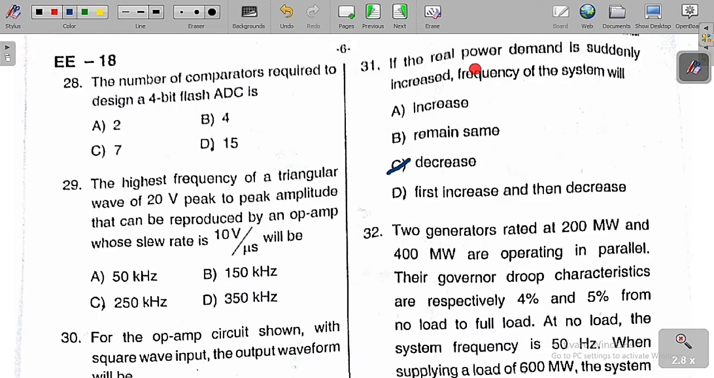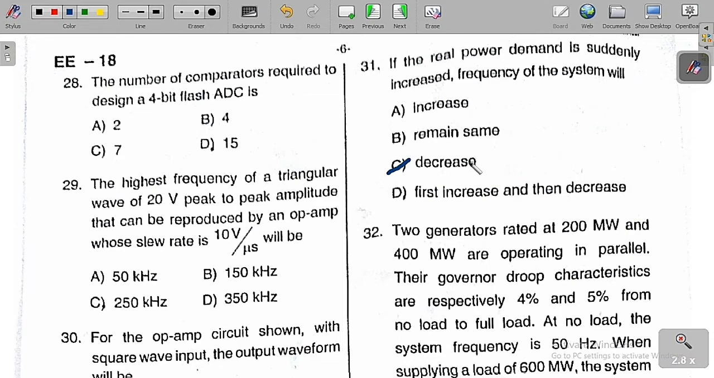Now the next question is, if the real power demand is suddenly increased, the frequency of the system will what? If the real power demand is suddenly increased on the system, the frequency will decrease. Whenever the power demand is increased, the frequency decreases. If the power demand is decreased, the frequency increases. Both are always inversely proportional. So option C is the correct solution of this question.